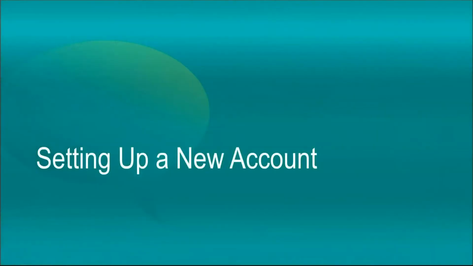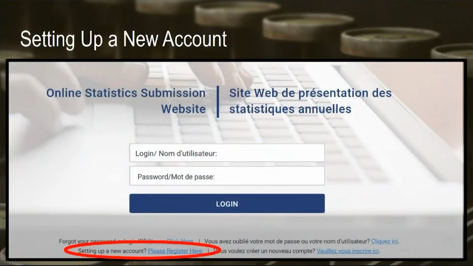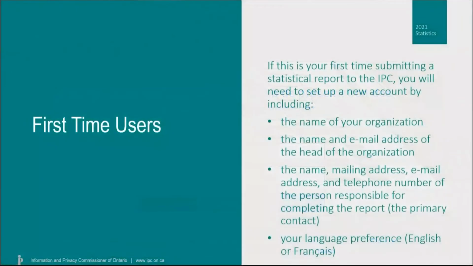Another aspect that I want to touch on here is setting up a new account. If you need to set up a new health information custodian account within your PHIPA or MPHIPA institution, click on, again, the bottom left-hand corner of our landing page, just below the Forgot Password link, is Please Register Here. It's a link for that. This is going to take you to a page where you will be asked to include this information that you see here. Okay.